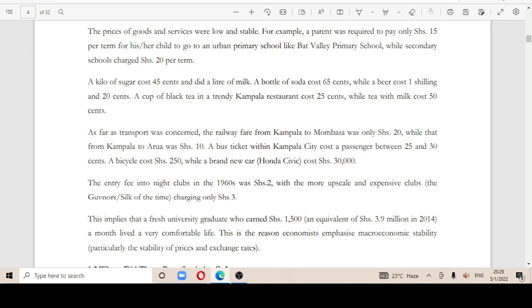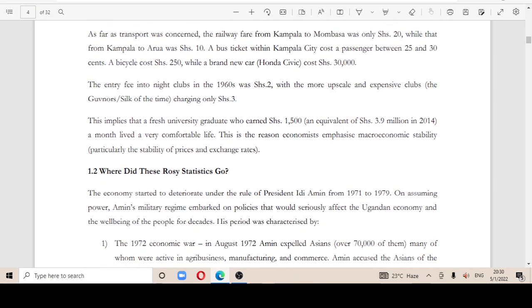You could get a kilo of sugar at 45 cents, soda at 65 cents, black tea at 25 cents, etc. They assume that a fresh graduate who earned 1,500 shillings was equal to 3.9 million in 2014. So that is to do with the good old days.